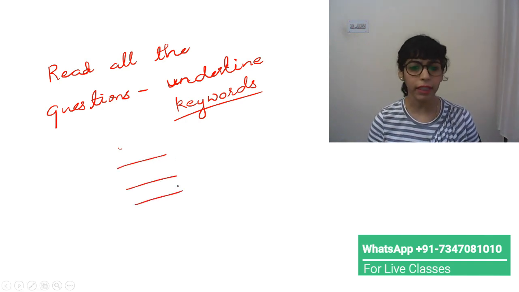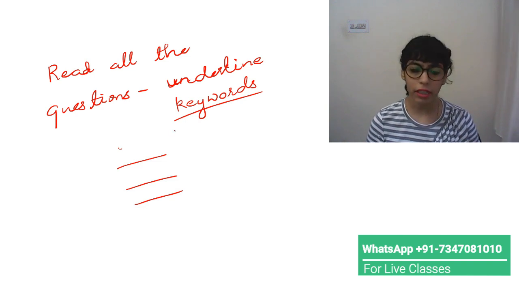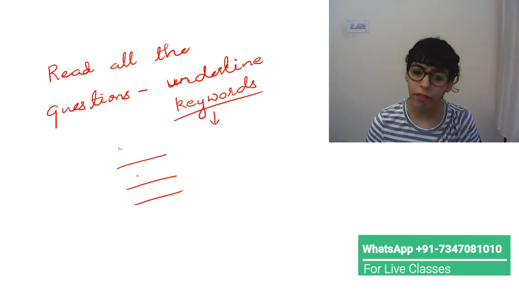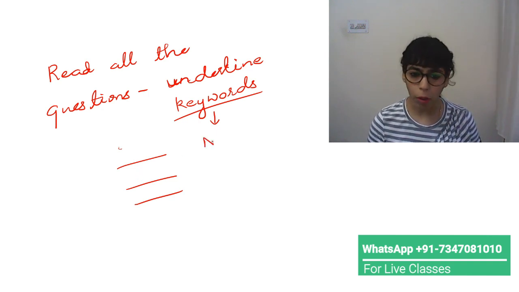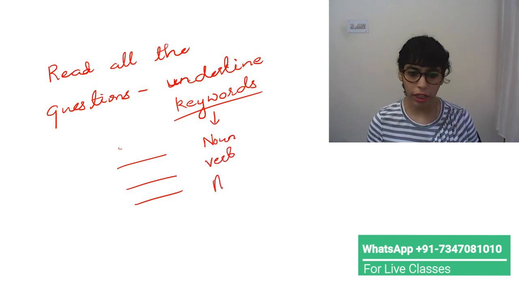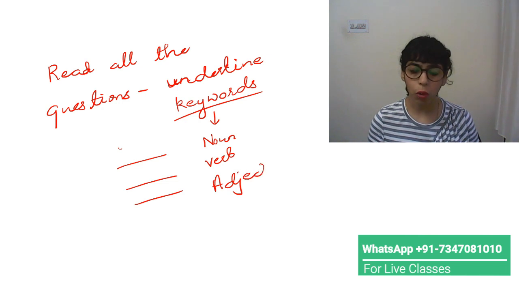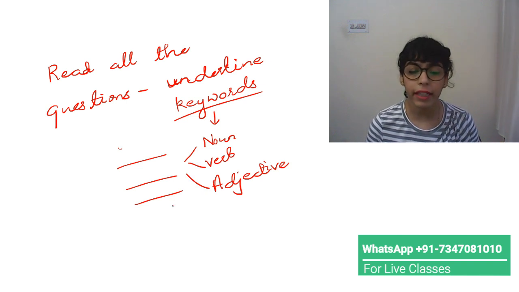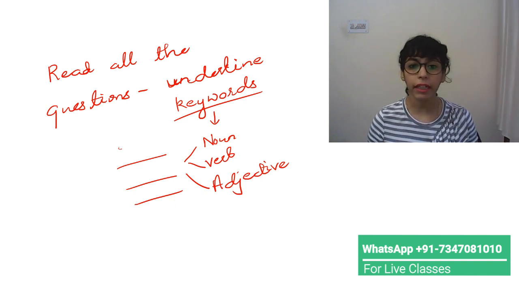And what are the keywords? Firstly, you should understand this as well. Keywords are the controlling words. Keywords are the words through which you will be able to listen for specific information in the audio. So mainly a proper noun, a verb, or an adjective. Noun, verb and adjective, these are the keywords. You have to underline these keywords so that you will never get confused.